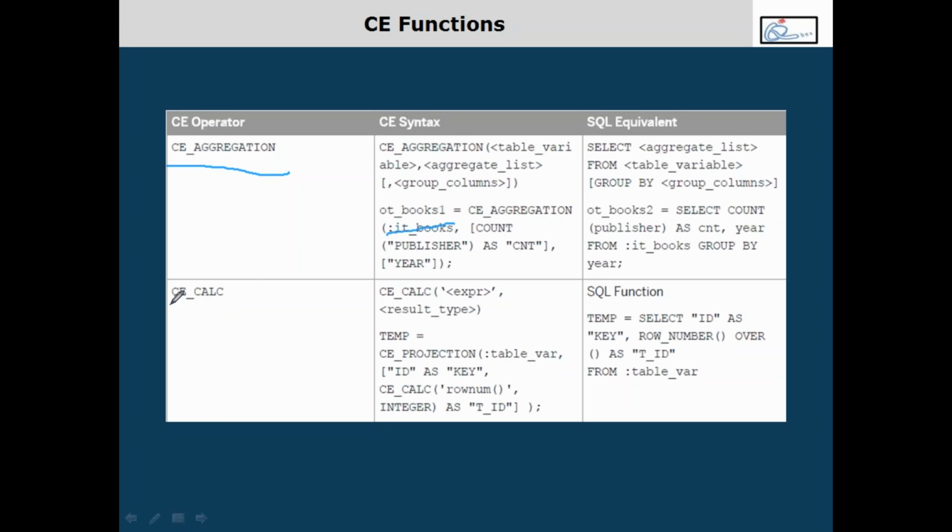Then there's something called CE_CALC. Don't get confused here; there is something called CE calc view, but CE_CALC is separate. CE_CALC is used for performing calculations. For example, within the column list of the select statement, you tend to perform some calculations. To perform those calculations, I can use CE_CALC. Any calculations must be put inside the CE_CALC function. See here, I'm using the row number function as an integer, doing some calculations, and then using CE_CALC here.